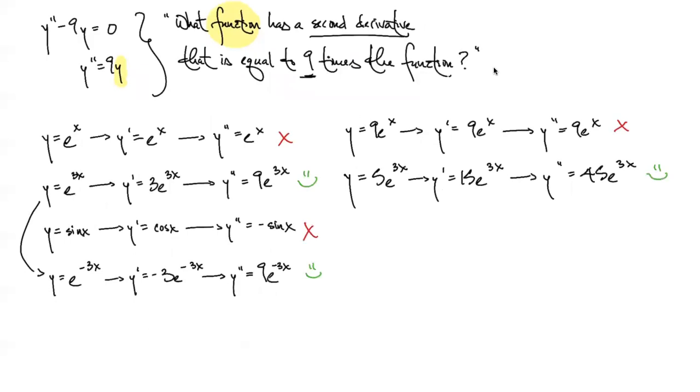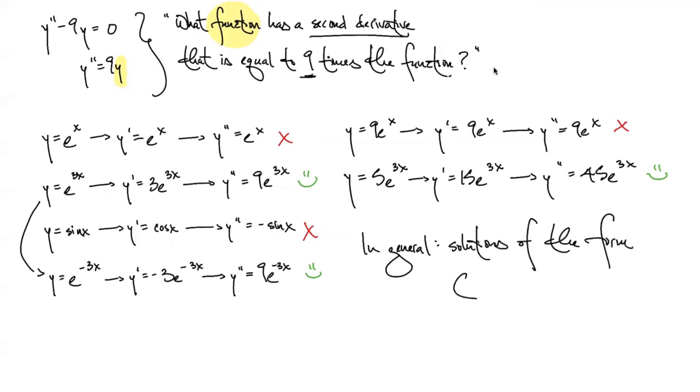And so it might be natural for us to think that in general, we expect solutions of the form some constant e to the plus or minus 3x. All the ones with the green smiley face have some sort of number in the front. Sometimes it's 1, but there's something there. And then e to the positive 3x or e to the negative 3x.